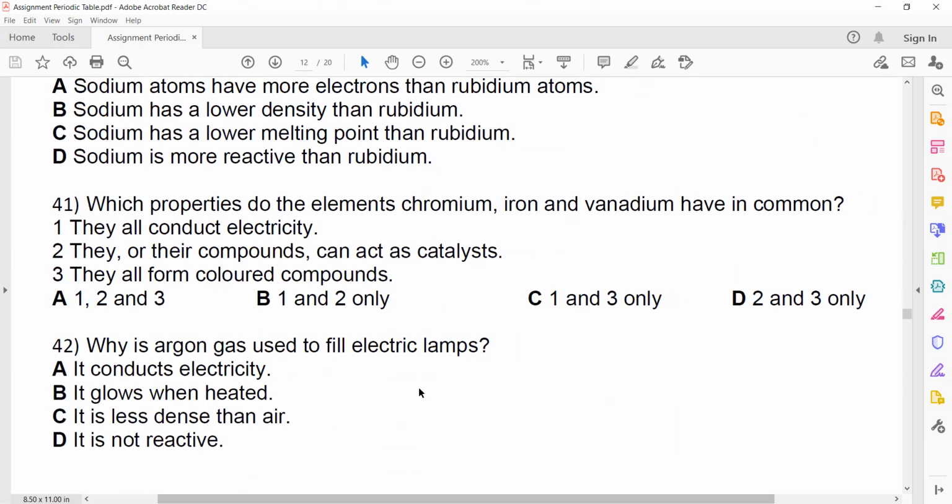Question 41. So chromium, iron, vanadium, these are transition elements. What is common? They all conduct, because all are metals, their compounds can be catalysts, they form colored compounds. So A is the answer.